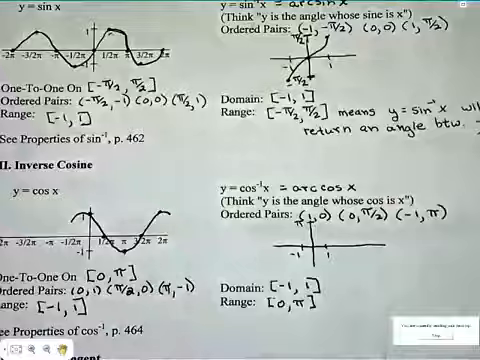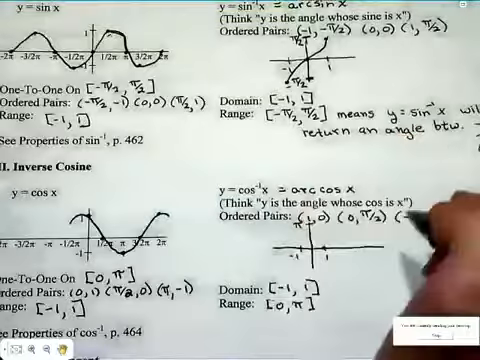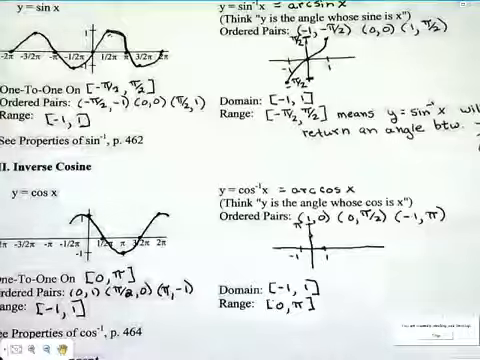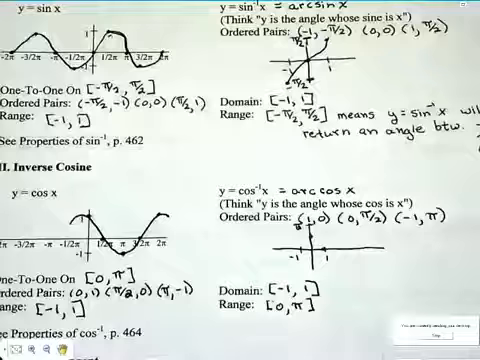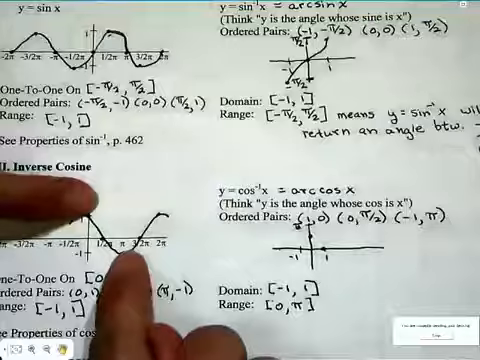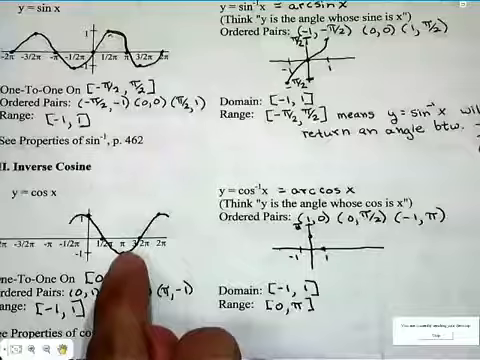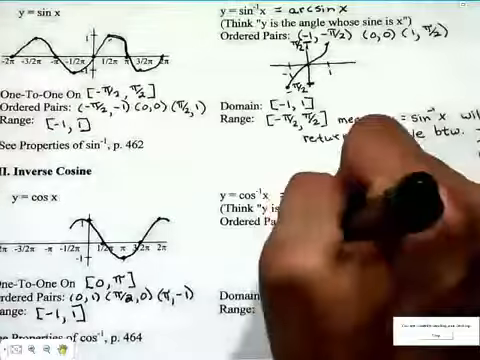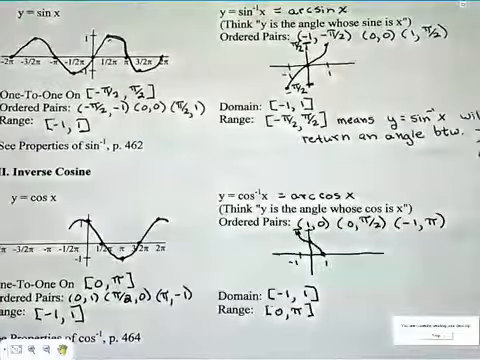And then plot those 3 ordered pairs. (1, 0), (0, pi over 2), about right there, and (-1, pi). I can't take that chunk and flip it with respect to the line y equals x, but I can connect these dots. That's what the graph of inverse cosine would look like.